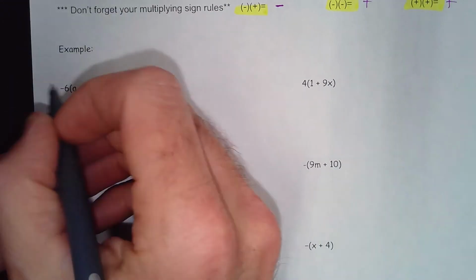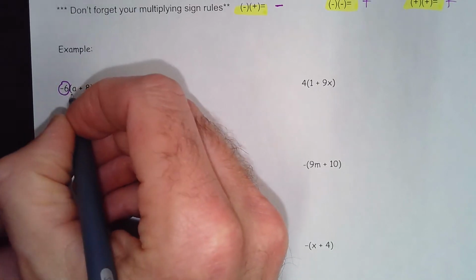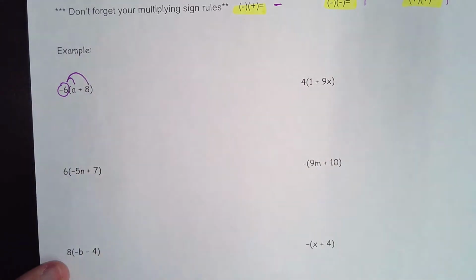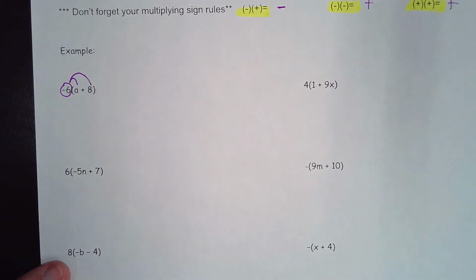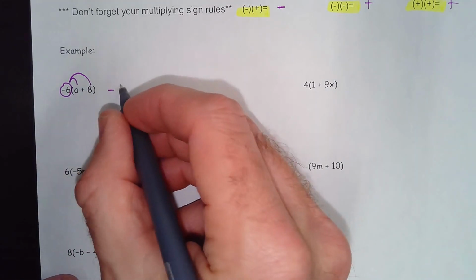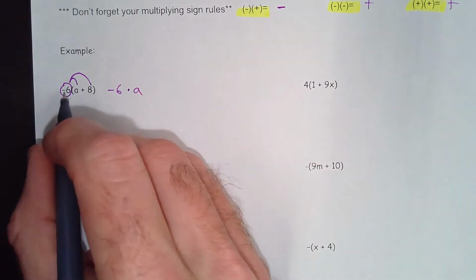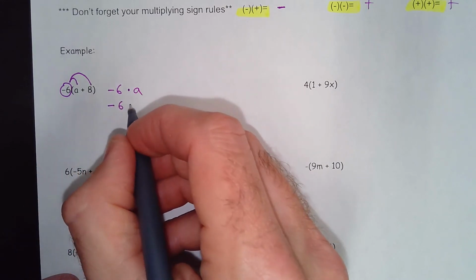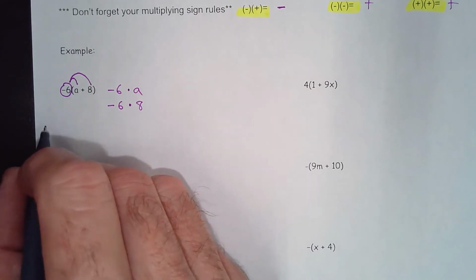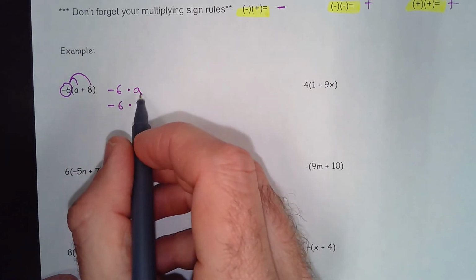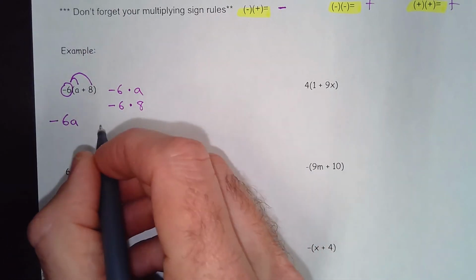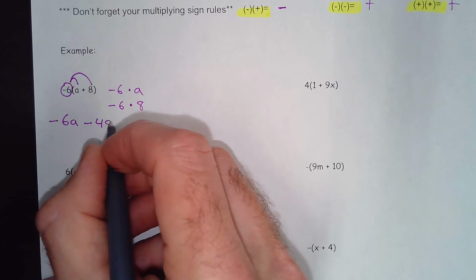So this -6 is touching my parentheses. That means I distribute or multiply it times everything inside the parentheses. So we have two multiplication problems here: -6 times a, and -6 times 8. Then we're going to do those individually and write them out as one expression. -6 times a becomes -6a. -6 times 8 becomes -48.